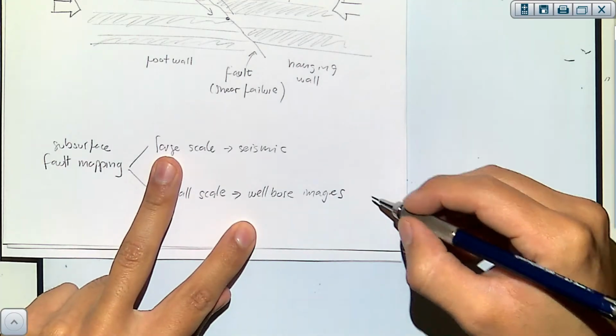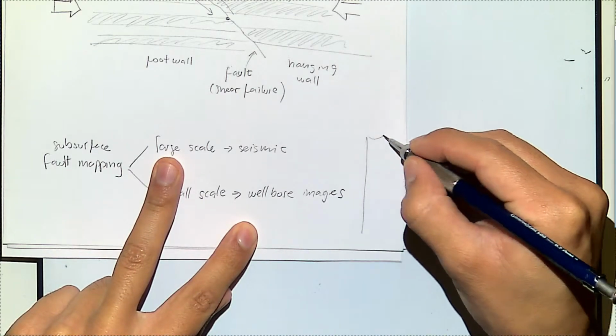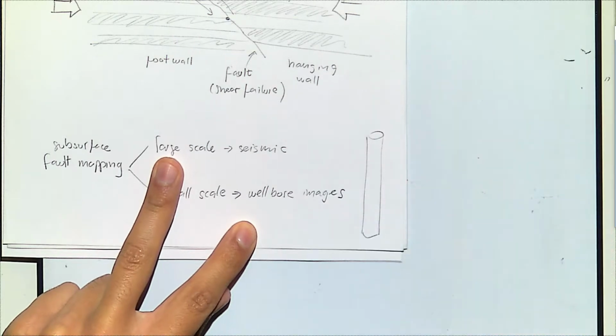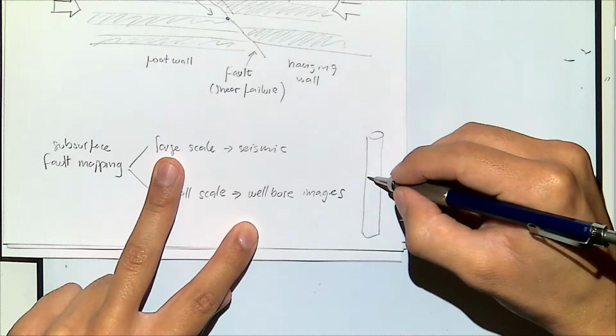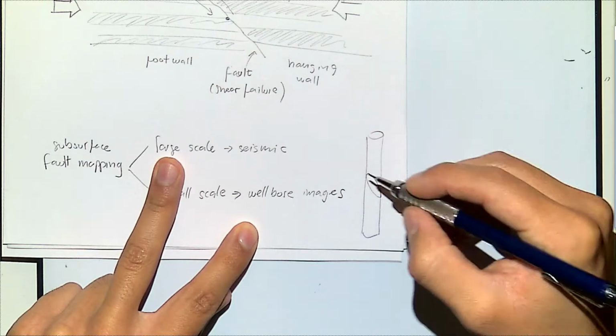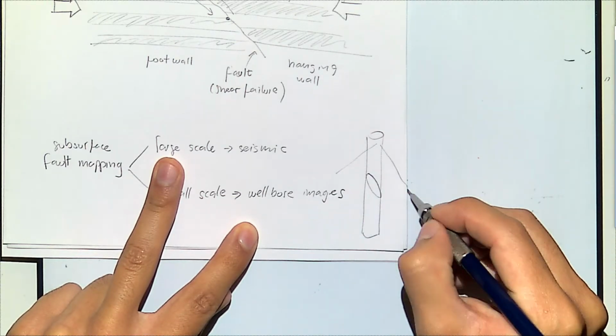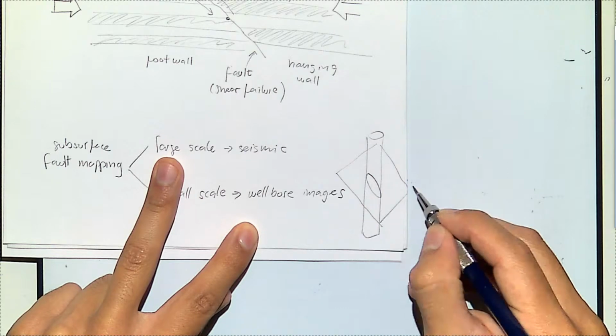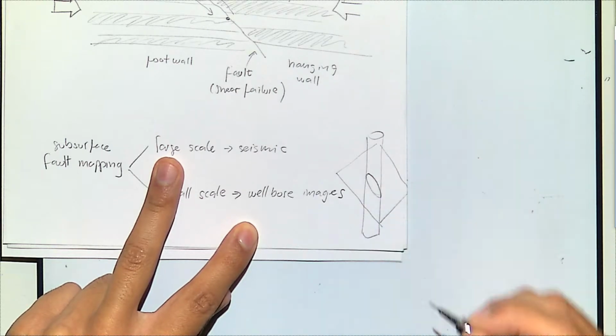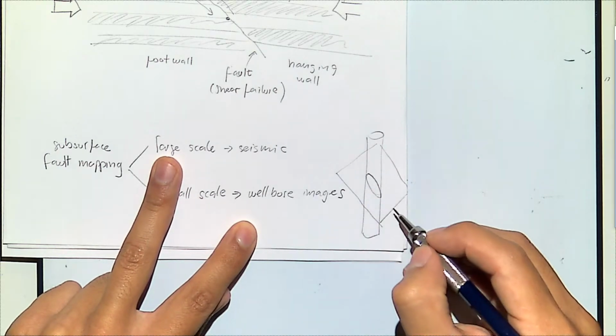Basically what you do is you image a wellbore, and if there is a fracture going through this wellbore, that's going to be a plane that cuts the wellbore. And what you look at is this ellipse.